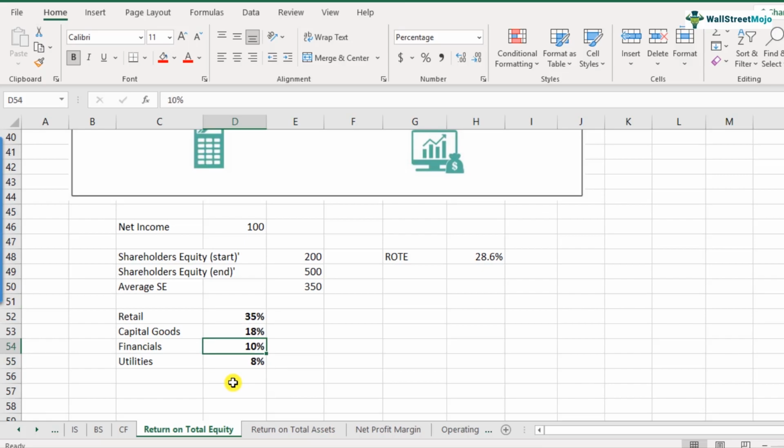So let's now discuss how the calculation of return on total equity happens in Colgate. That's where we will get to know more about the inclusion of minority interest, or the non-controlling interest, to calculate the return on total equity.